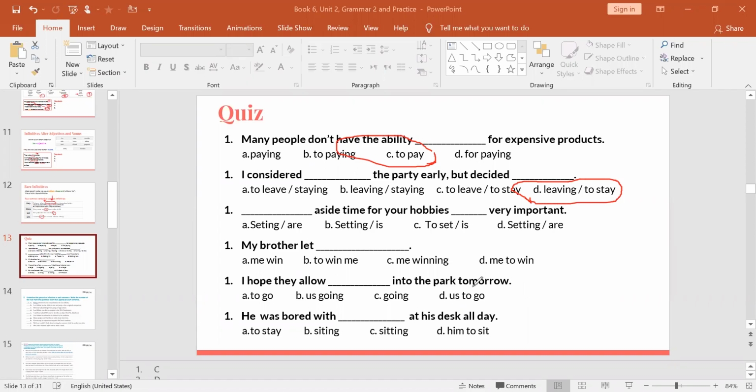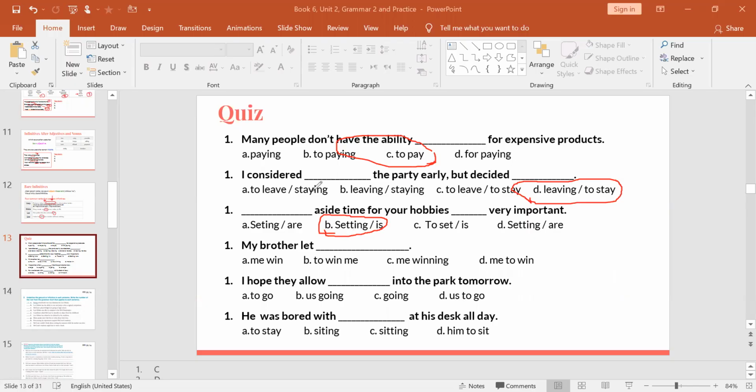The next, "blank aside time for your hobbies, blank important." So it would be, setting aside time for your hobbies is very important. And the "is" goes back to the "setting." So "setting" is singular, so this "is" refers to the setting aside. Because all this stuff, the aside time for your hobbies, is subordinate to setting.